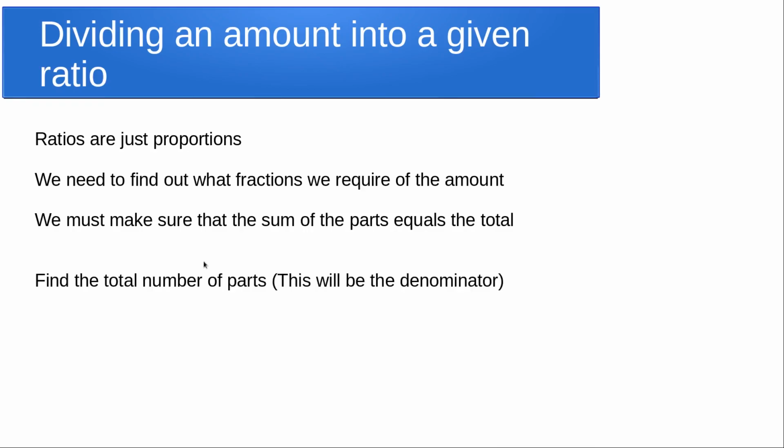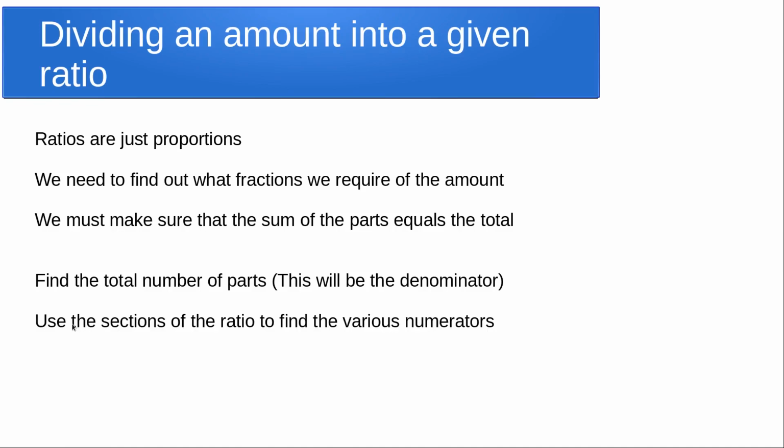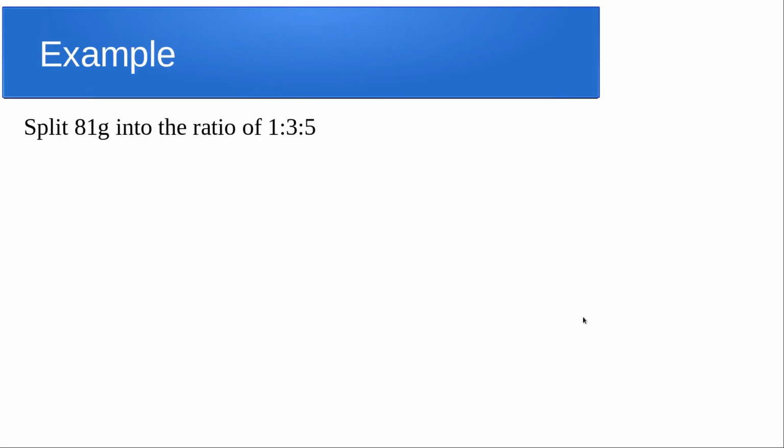So the process we're going to go through is really quite simple. We're going to find the total number of parts. That will be the denominator of our fraction. We're then going to use the sections of the ratio to find the various numerators. On the next slide we'll give an example of doing this, and then it's just a case of following the same process every time you have a problem. Okay, so let's look at an example.